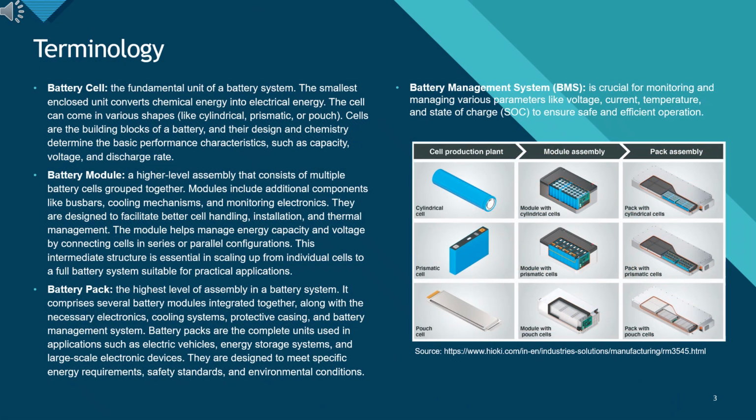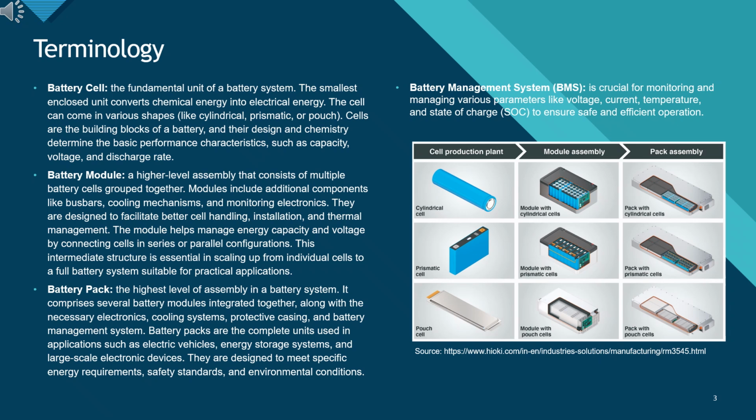Terminology. Let me quickly walk you through a few key terms. A battery cell is the basic building block, the part that actually stores and releases energy. Cells come in different shapes, such as cylindrical, prismatic, or pouch-shaped. When we group several of these cells together, we get a battery module, which adds structure, cooling, and some monitoring. And when multiple modules are combined with protection hardware, cooling systems, and the BMS, the result is a battery pack, the complete unit used in EVs and ESS.